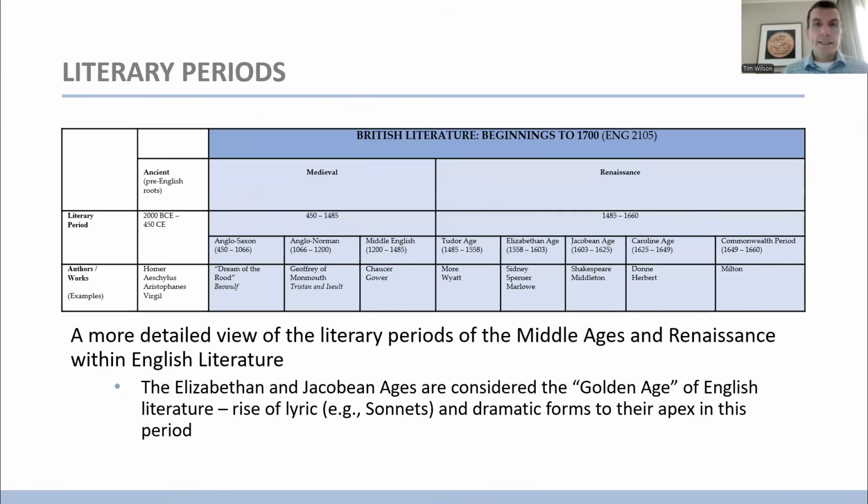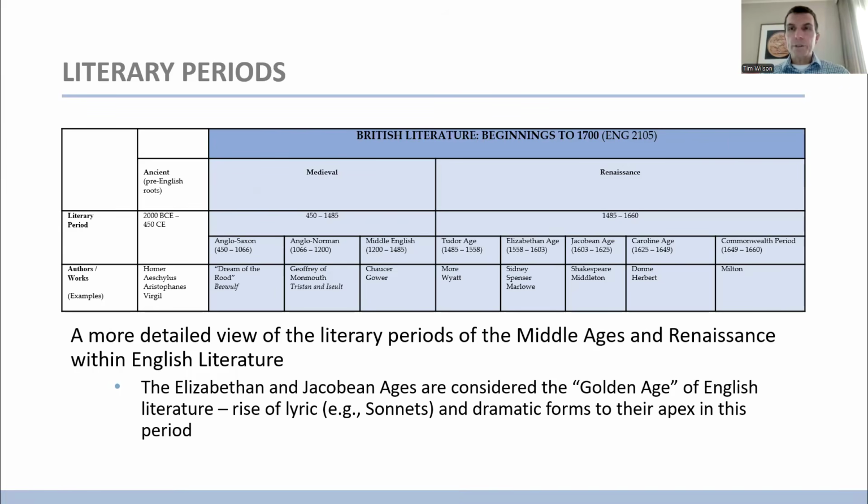Because the medieval period, especially, but also the Renaissance, cover large temporal periods, it's profitable to understand a bit how they can be broken down a bit more precisely. So in the medieval period, you can have the Anglo-Saxon sub-period, Anglo-Norman, Middle English, etc. Under the Renaissance, I'll just point out the Elizabethan and Jacobean ages, so they refer to the monarchs at the time, right? So Elizabeth I was monarch in that period, and then James in that second period.